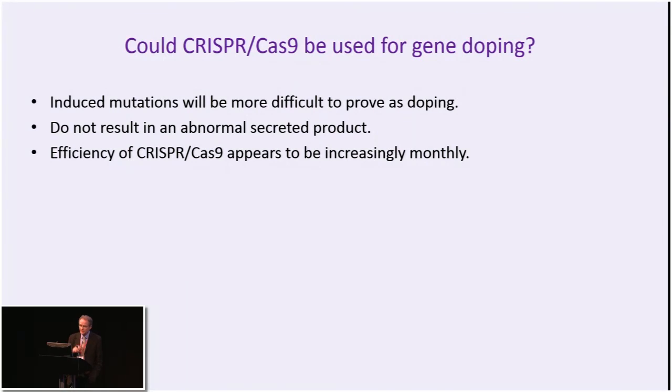So, as I've said, it'd be difficult to prove them as doping. You don't have an abnormal secreted product because, for instance, if you did a mutation in the EPO gene, it's still going to be produced from the kidney. It'll still have the same post-translational modifications, so you can't claim it's a doped product. And if you just watch the field of CRISPR-Cas9, it's exponential, the rate of development of that field. Every month we're seeing new and improved vectors.